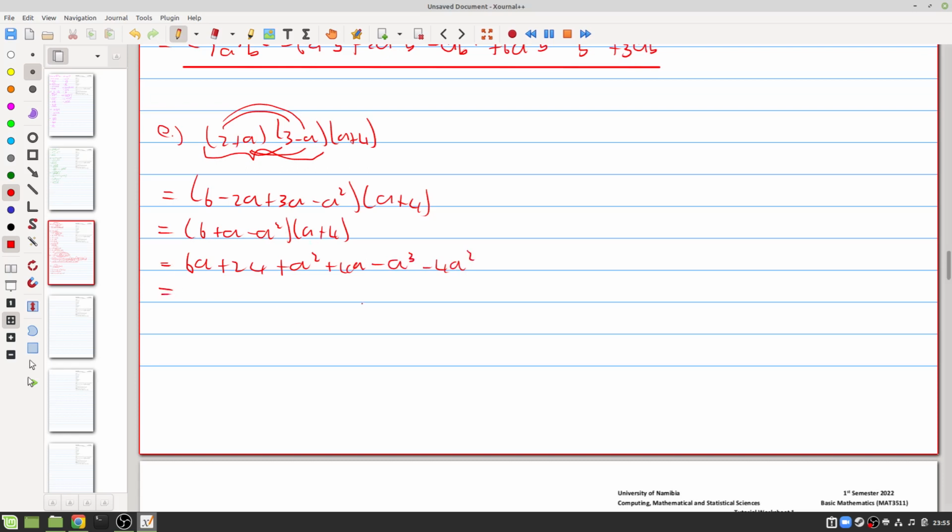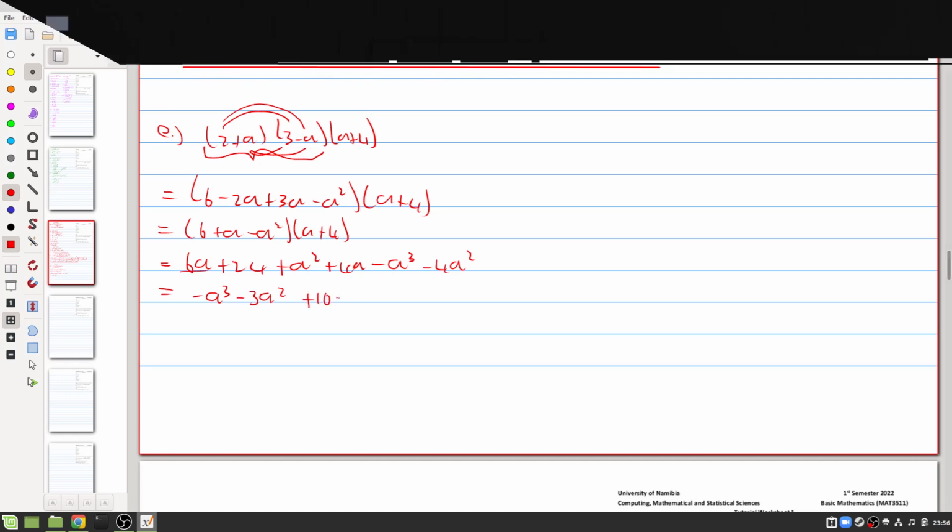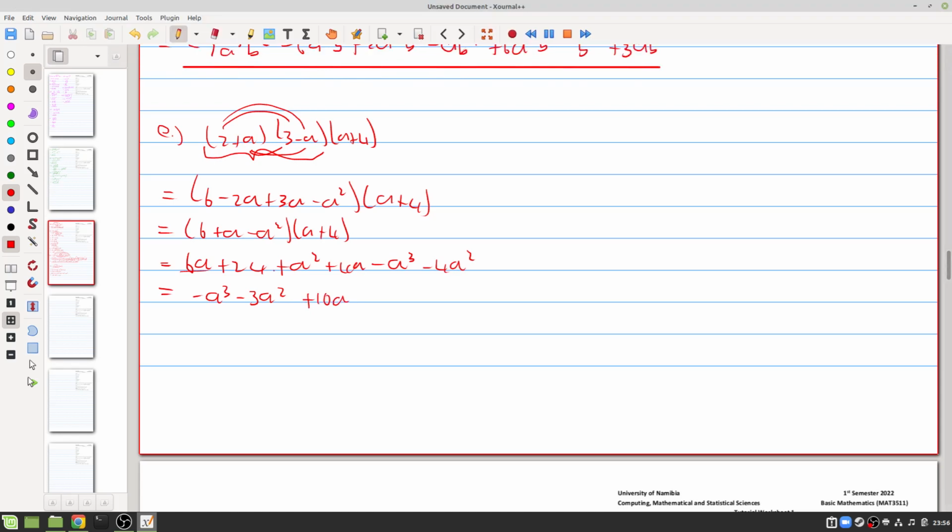Okay, collect like terms. Let's start with the biggest exponents first. That's usually a good idea. So a cubed is only that one term, so it's negative a cubed. Then the a squared, so we've got a squared minus 4a squared, so that's minus 3a squared. Then the a's, so we've got 6a plus 4a, so that's 10a. And then the numbers, which is just the 24. And that's it. Done. Let's do a proper line. There we go.